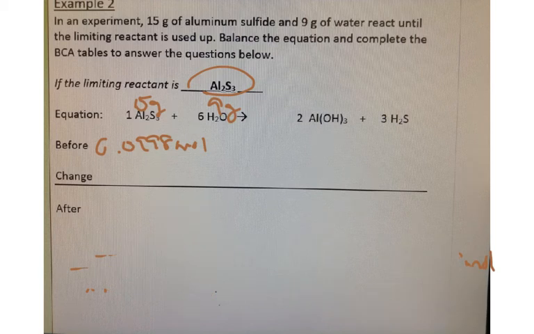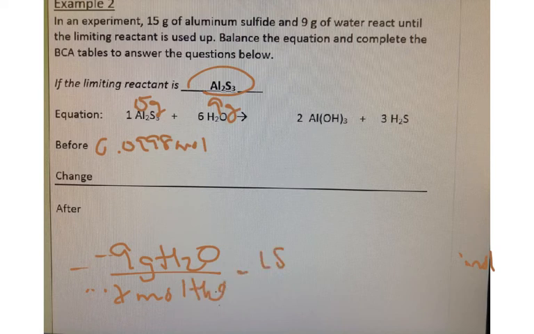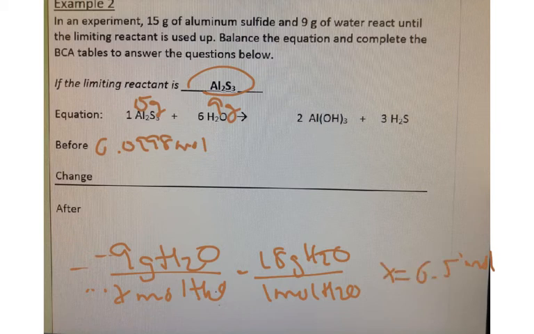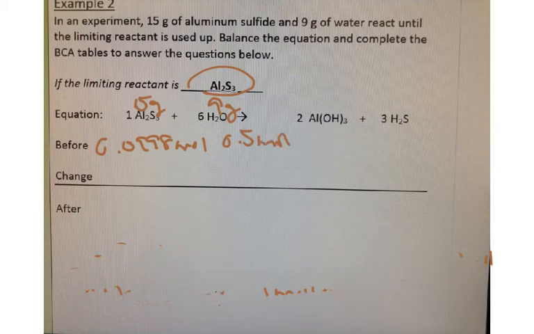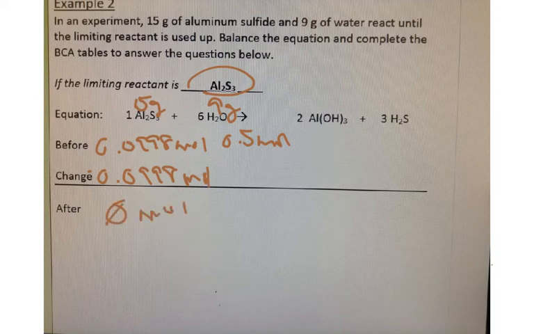All right, next thing, I need to figure out how many moles is in 9 grams of water. So I set up my proportions, 9 grams of water for every X moles of water, which is equal to 18 grams of water for every 1 mole of water. So therefore, when I cross multiply this, I get X equals 0.5 moles. So I'm going to put down 0.5 moles for my water. All right, so now what I need to do is figure out what my C's are. If I am assuming that aluminum sulfide is the limiting reactant, then I am assuming that it will go to completion and lose every single mole that I started with. So I'm going to end up with 0 moles of aluminum sulfide.